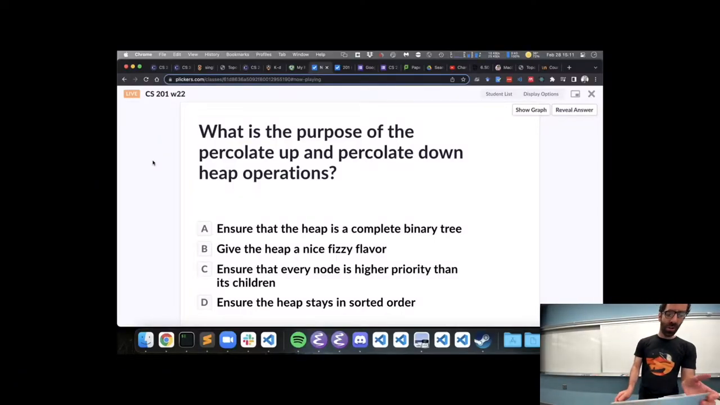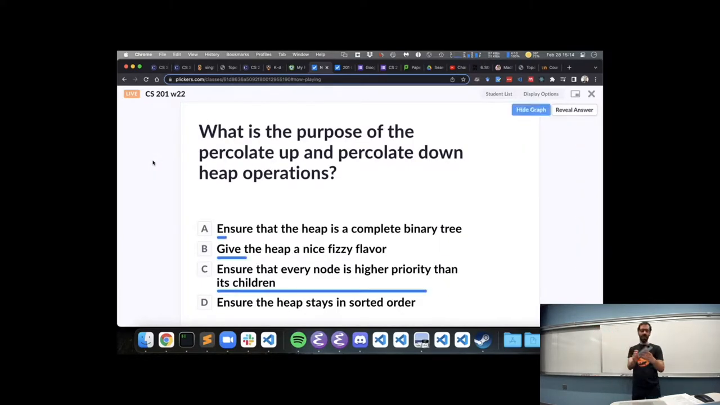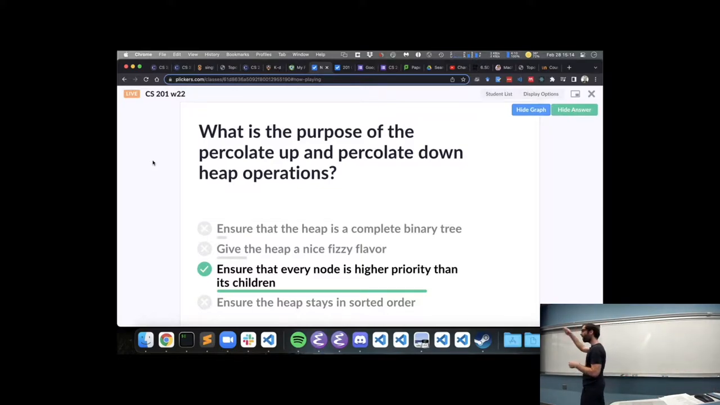All right, let's jump into a quick review, last bit of review on heaps. What is the purpose of the percolate up and percolate down heap operations? So movement toward C, that's great. These are moving nodes up and down in our heap to make sure that every node is smaller than all of its descendants. Any questions on this one?